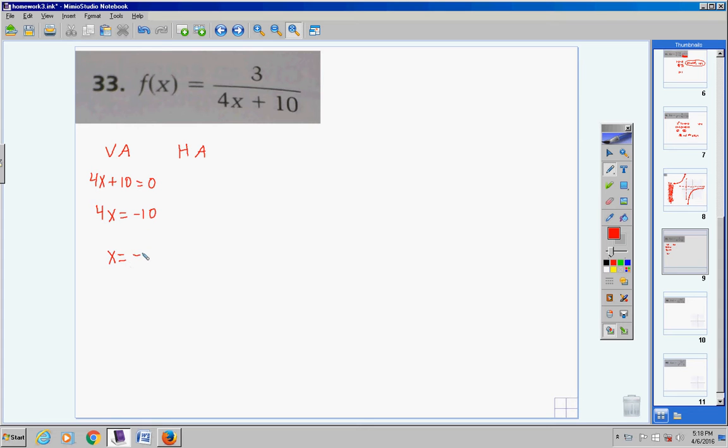x equals negative 2.5. So there's the vertical asymptote. Now, the horizontal asymptote, my degree in the denominator is 1. There's no degree up here, so I could put x to the 0 power if I wanted to. So I have a 0 degree up top, a first degree in the bottom. Whenever the denominator is greater in the bottom or smaller in the top, however you want to say it, we have a horizontal asymptote of 0. So I'm going to go ahead and put a horizontal asymptote at 0. So let's go ahead and get these taken care of real quick here.